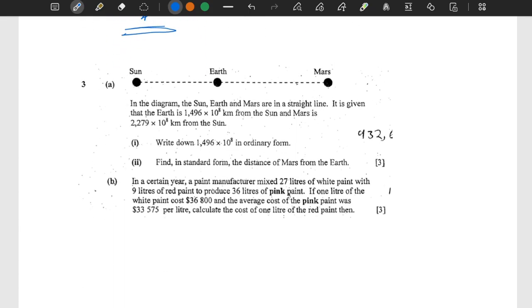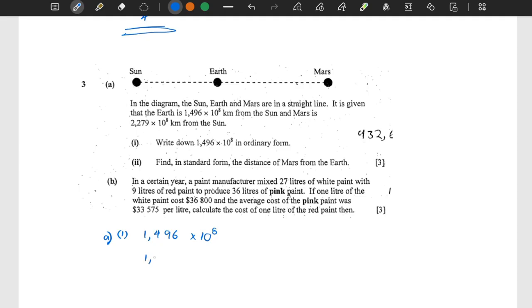Okay, then the next question says, number 3a, in the diagram, the Sun, Earth, and Mars are in a straight line. It is given that the Earth is 1.496 times 10 to the power 8 from the Sun, and Mars is 2.279 times 10 to the power 8 from the Sun. So the first question says, write down 1.496 times 10 to the power 8 in ordinary form, right?